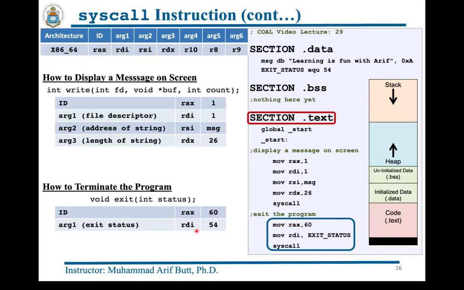Then we have placed the status, that is the only argument to the exit system call, which is this 54, inside the RDI register. So once again, these two move instructions will set the stage right for the exit system call, moving the system call ID inside the RAX register and the only argument inside the RDI register. And after this, we just need to make this instruction, that is the syscall instruction, and this syscall instruction will of course execute the exit system call.